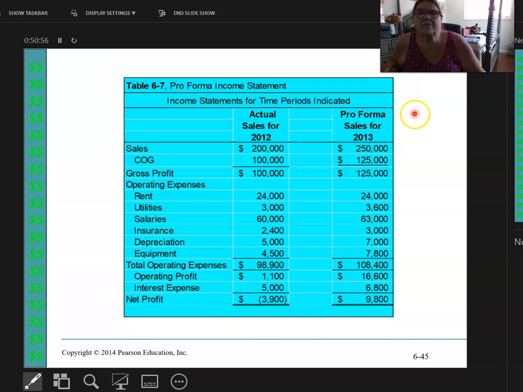So here are income statements for actual time periods. This is an income statement for this year. This is what they project for next year.